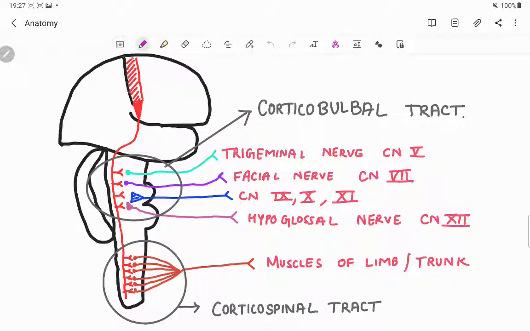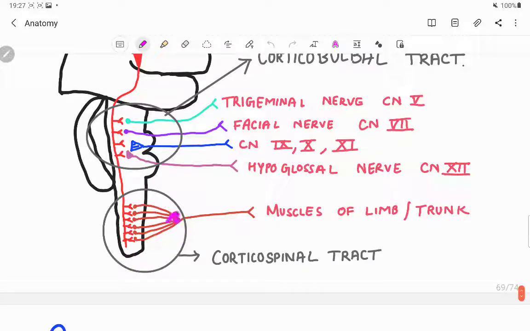You might be already knowing this. And the area which is located below is the corticospinal tract, and it collectively supplies the muscles of the limbs and the trunk. So in this way, it controls the voluntary motor movements of our body.